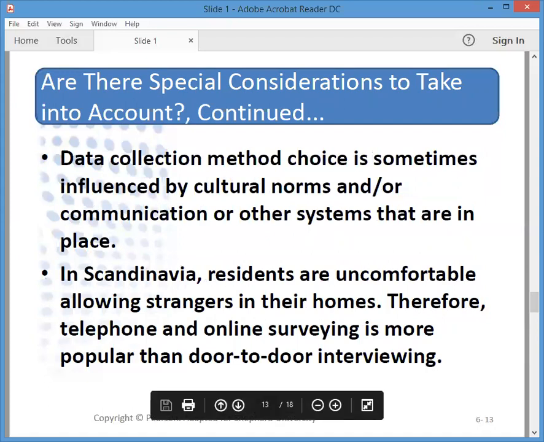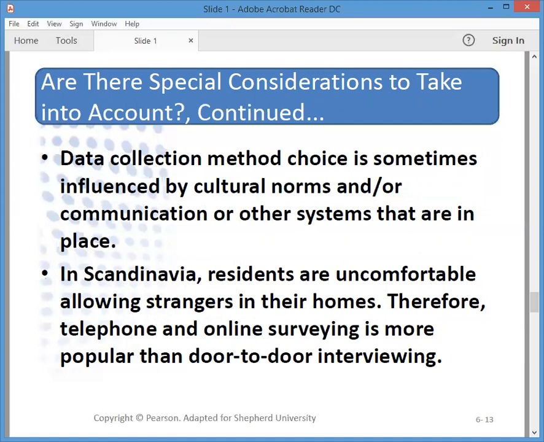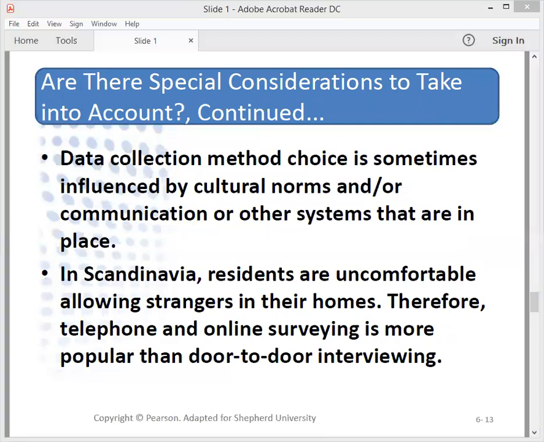So more about the special considerations. The data collection method choice is sometimes influenced by cultural norms. In Scandinavia, for example, residents are uncomfortable allowing strangers in their homes. Therefore, telephone and online surveying is more popular than door-to-door interviewing.